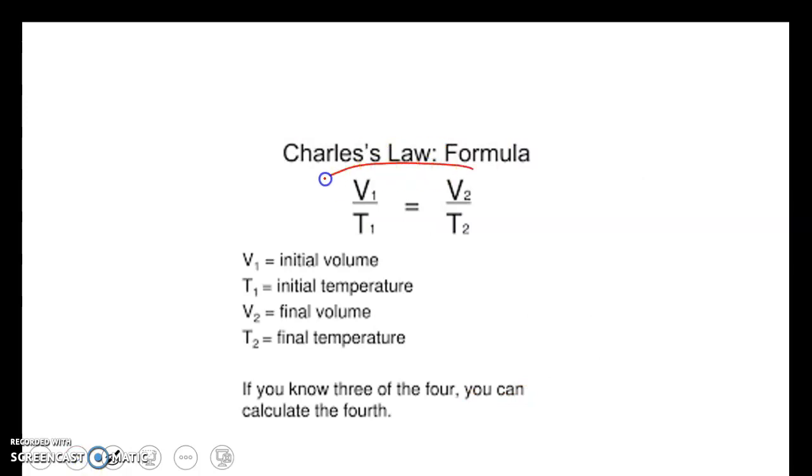So we show it this way. Same connotations: V is volume, T is temperature. The 1's are initial volume and temperature, while the 2's are final volume and temperature. And again, if we know 3 of the 4, we can calculate the 4th. And so I'll show you an example of a Charles's law problem.